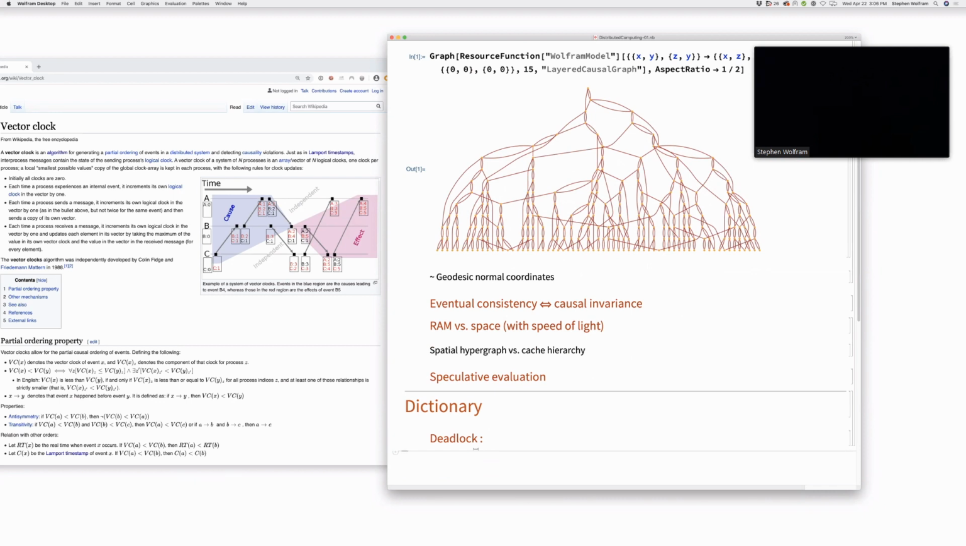First question is, you've got this distributed computation going on, just like we've got all these distributed updates going on in the spatial hypergraph. The question of synchronization is the question of defining a foliation, defining a notion of simultaneity in time across those different updates. So can we make that more precise?